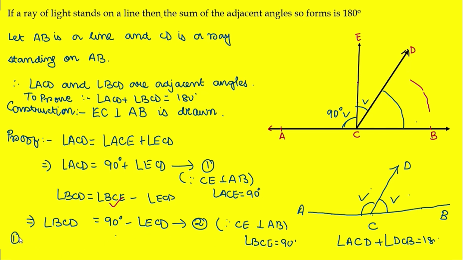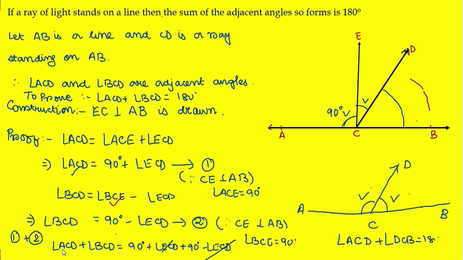Now if you do 1 plus 2, since we are to prove that angle ACD and BCD give us 180 degrees, let us do angle ACD plus angle BCD equals 90 degrees plus angle ECD plus 90 degrees minus angle ECD. This and this we can cancel. So this will give us 180 degrees. Hence we can prove that the adjacent angles, that is angle ACD and angle BCD, give us 180 degrees. Hence proved.